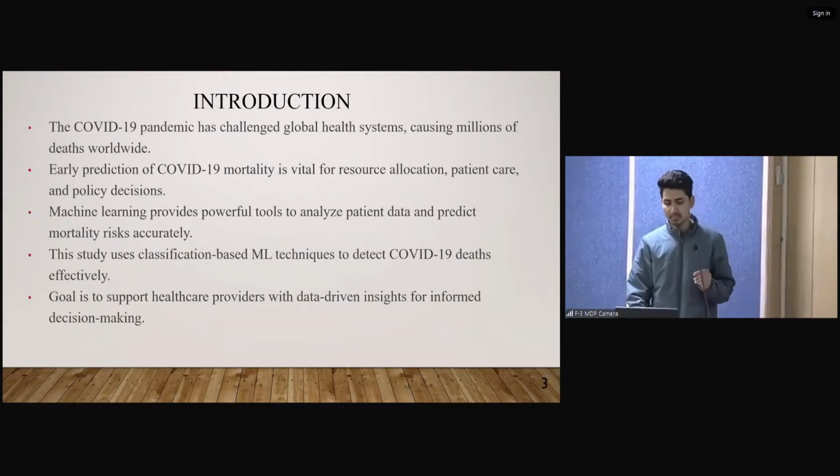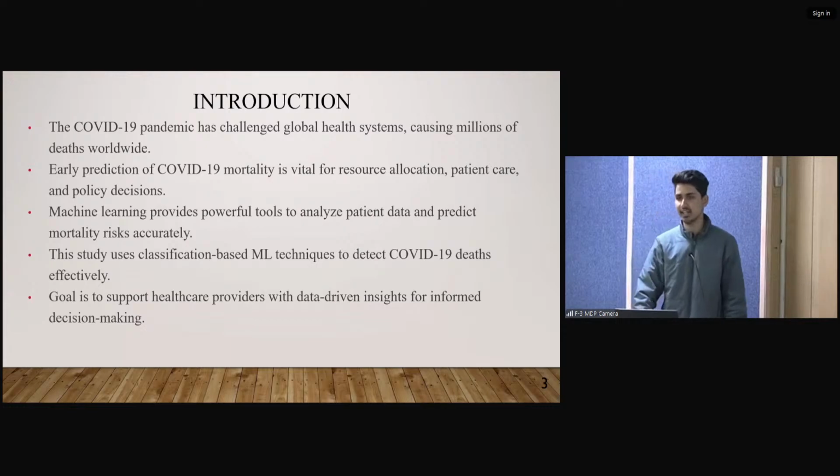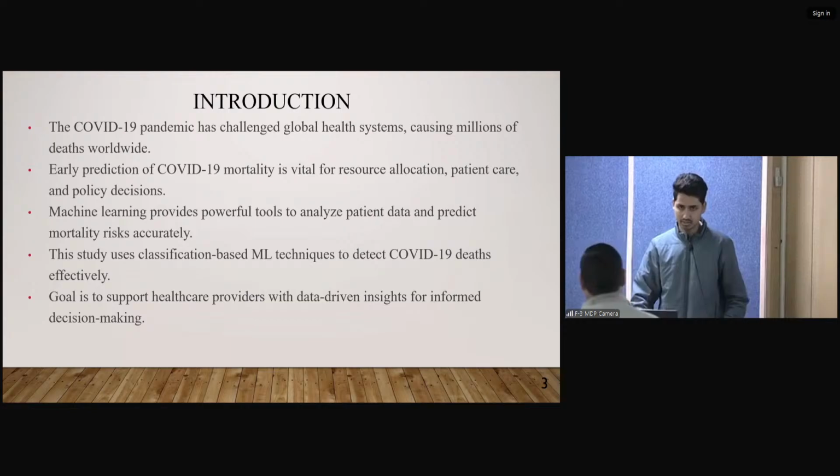The COVID-19 pandemic has taken millions of lives worldwide, and that has caused a challenge to global health systems. It is crucial for us to predict COVID-19 mortality in the early phases. ML provides powerful tools to analyze patient data and predict mortality risk accurately. This research uses classification-based ML techniques such as KNN, naive Bayes, random forest, decision tree, XGBoost, and CatBoost to predict COVID-19 mortality on a COVID-19 pre-condition dataset, which will help healthcare providers with data-driven insights.